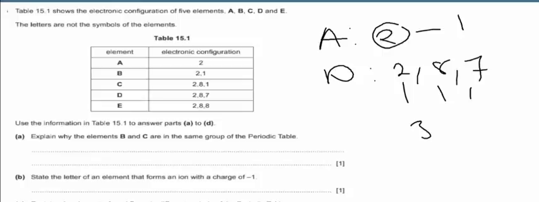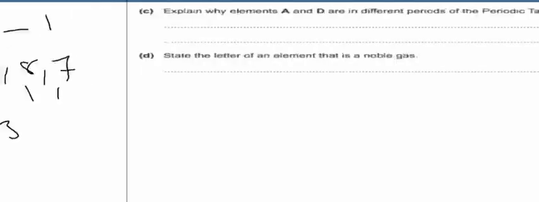An example is C, D, and E. All these elements are found in the same period of the periodic table because they have the same number of shells.